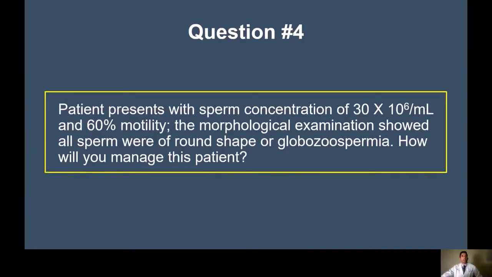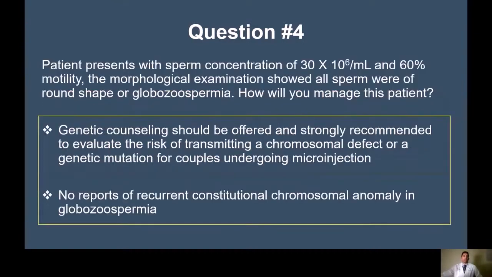Question number 4. A patient presents with sperm concentration of 30 million per milliliter and 60% motility. The morphological examination showed all sperm were of round shape or globozoospermia. How will you manage this patient? So just as we discussed in the previous question, these patients typically present with normal phenotypic characteristics and a normal hormonal profile. However, IVF ICSI is the only viable treatment option.